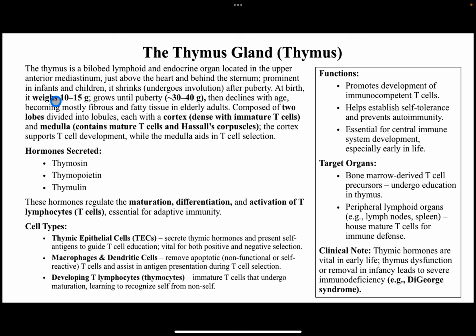It is very prominent in infants and children, and it shrinks. As you are heading to puberty, it begins to shrink. At birth, the weight of the thymus gland is between 10 to 15 grams, and it keeps growing until puberty.